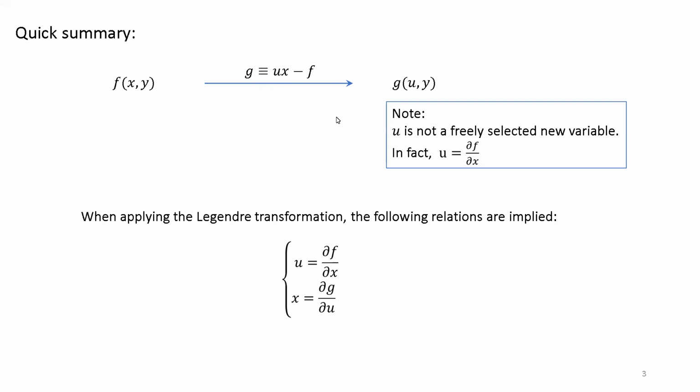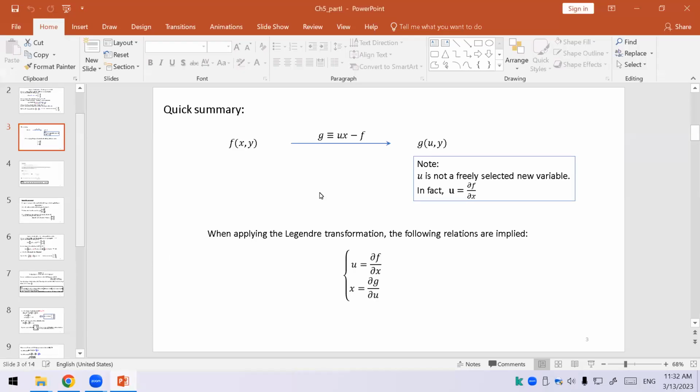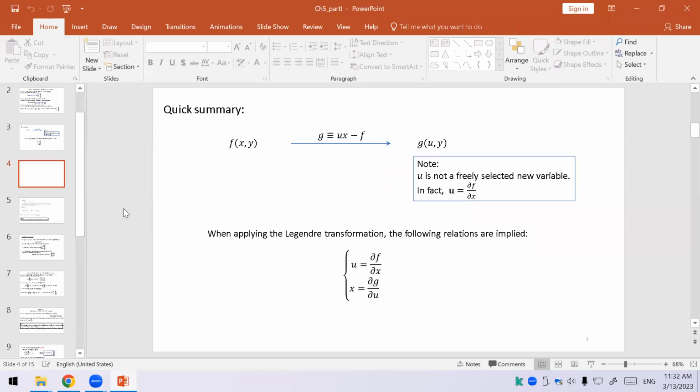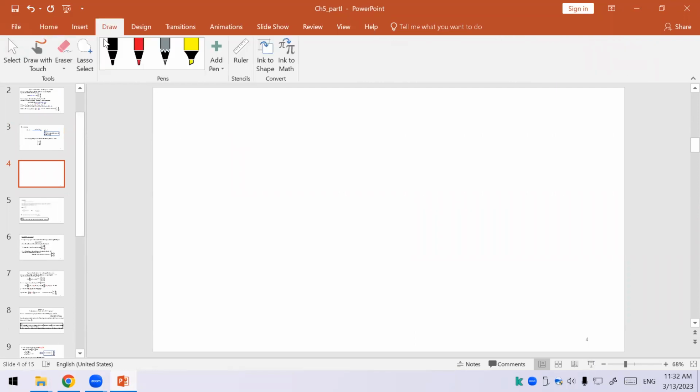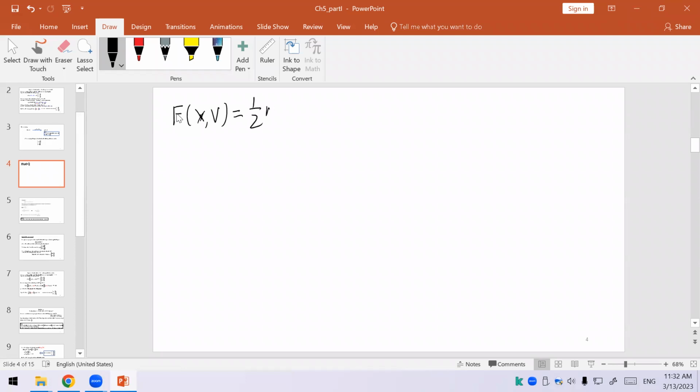Before we move on, I want you to do one small exercise here, just to refresh our mind. Here I give you a function, and I want you to try to do the Legendre transform. The function that I'm giving you is f of x and v, which is given by 1/2 mv squared minus 1/2 kx squared. So this is a function of two variables.